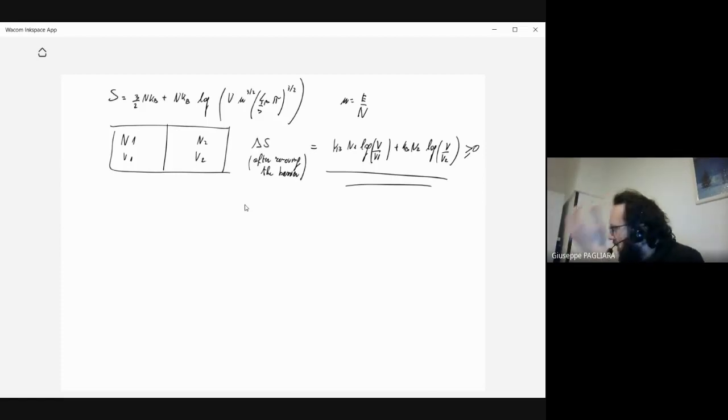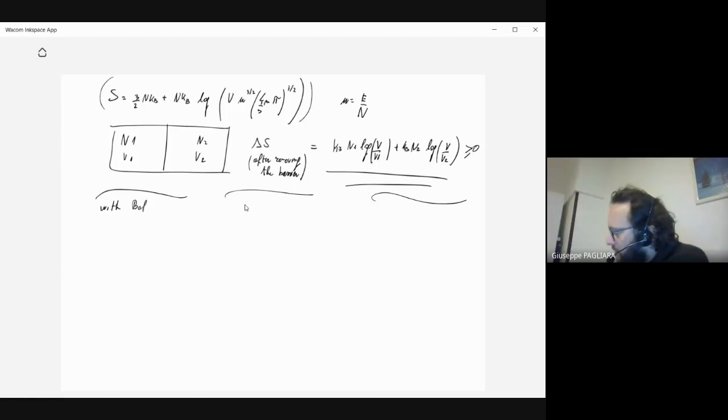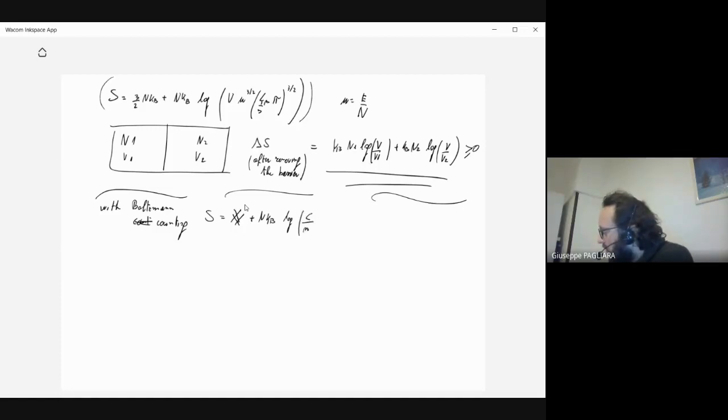Because if you apply the same formula here, you just get the same result, even if the two gases are the same in the different parts of the box. Now, what you do is to consider the formula with Boltzmann counting, in which the entropy was equal again to this 3/2 N K_B, which does not play any role. So let me just put this symbol because it will not change anything. Then I have an N K_B logarithm, and here I have a C divided by N, where C is a constant.